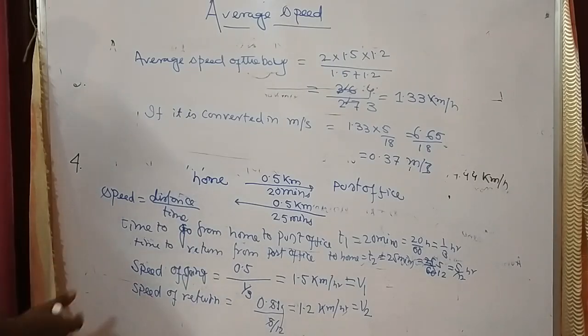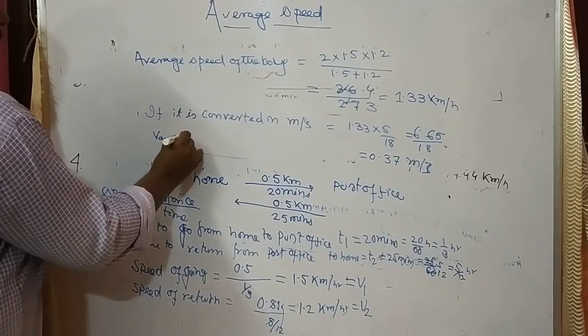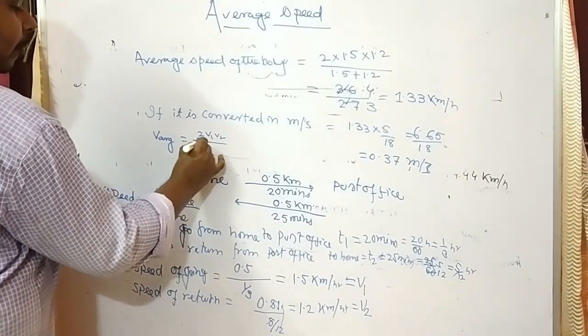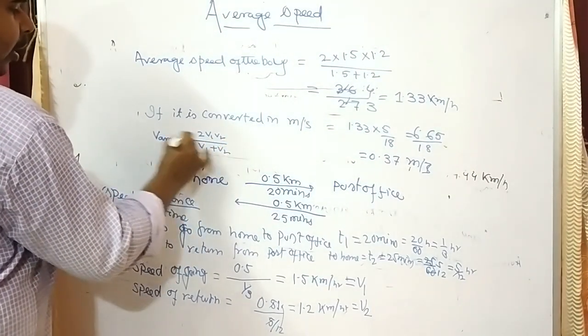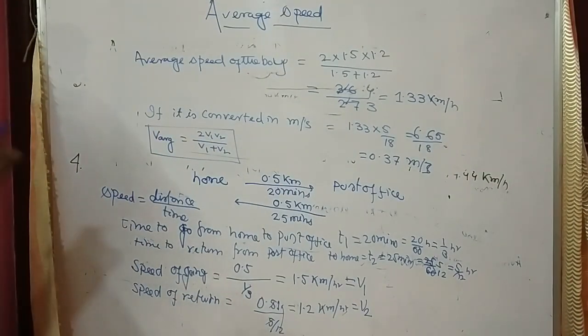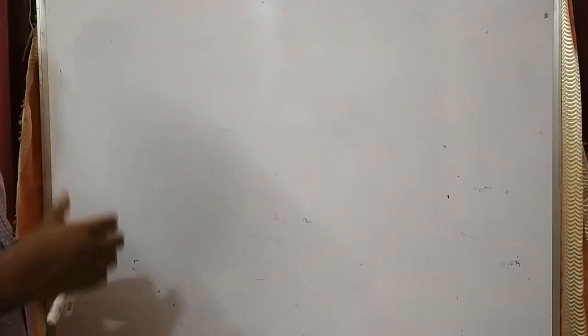My target is to remind you of this equation: V average, that is average speed, equals 2 into V1 into V2 by V1 plus V2. We can use this equation only when the body covers the same distance at two different speeds. If any doubt, then ask. So we have discussed some hard numericals from average speed.